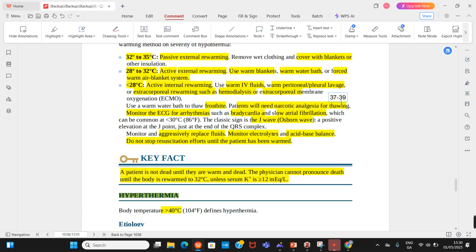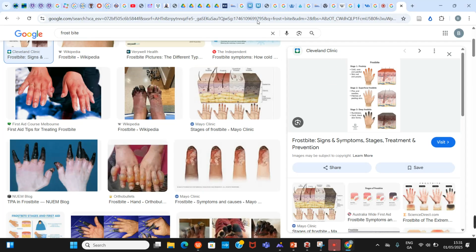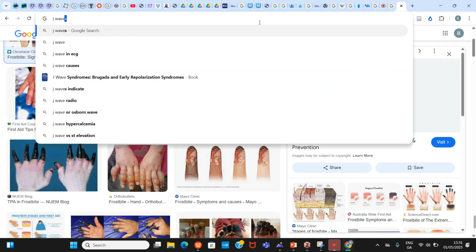Then if you have tried your rewarming and you are not seeing improvement, you might want to consider thrombolizing, to break down the clots and prevent it from progressing. Sometimes you also want to connect people with hypothermia to the ECG, to detect arrhythmic changes because they can have bradycardia, AFib, and also a classic sign that we call the J wave, Husband wave. It's not very important, but let's just see what is there. So J wave is the ECG finding of hypothermia.